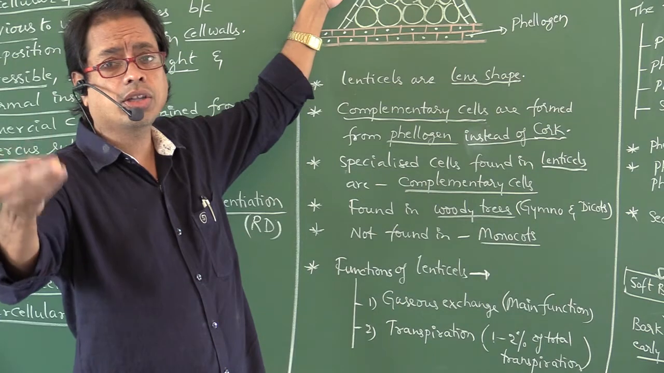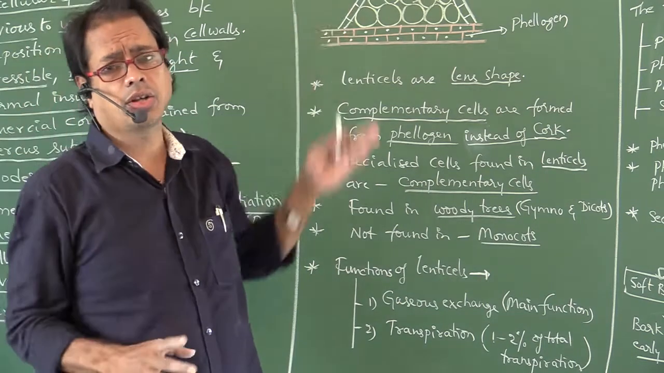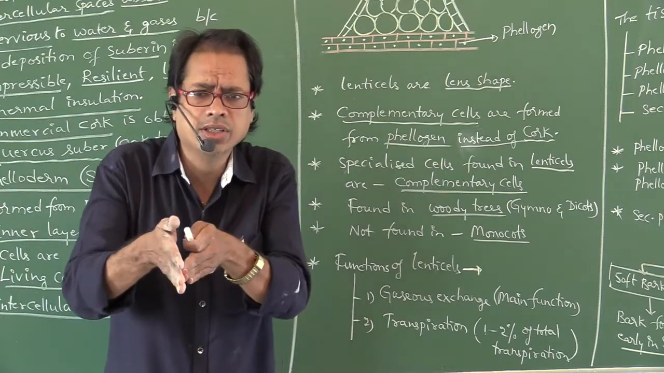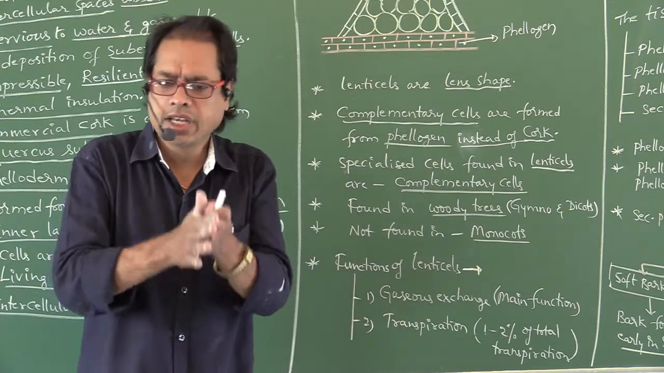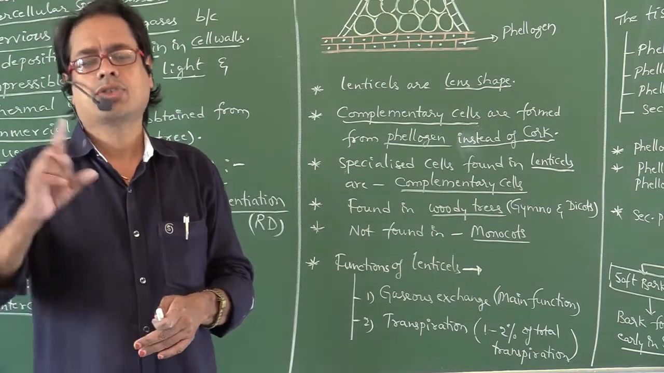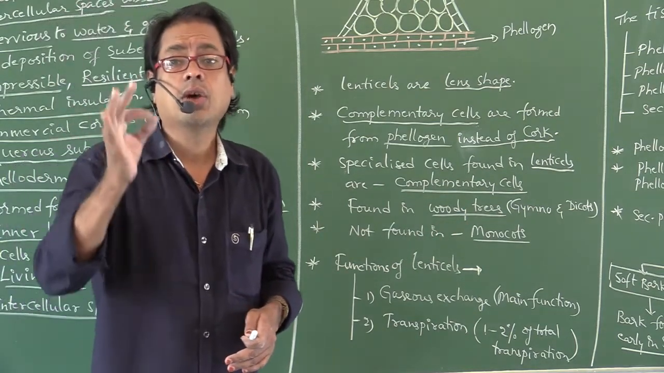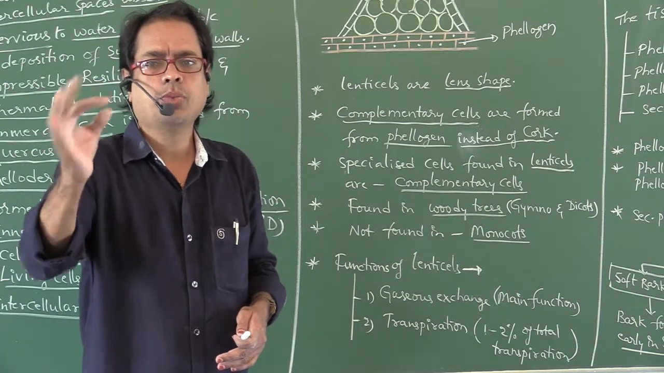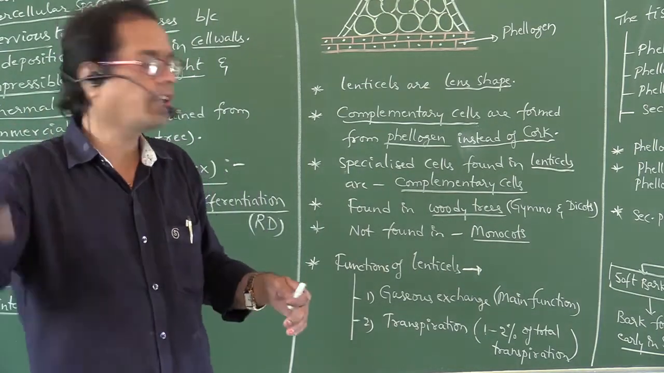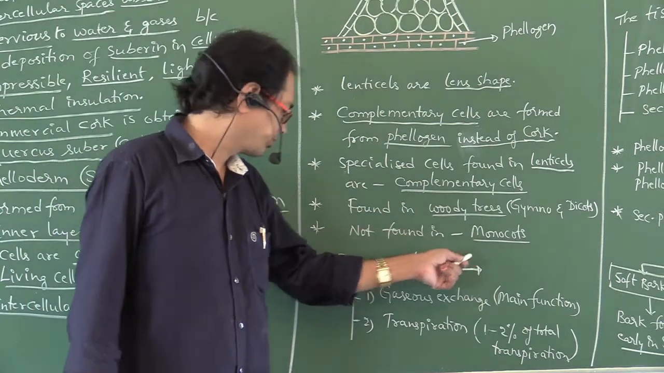Which secondary growth? Extrastellar secondary growth. So when secondary growth occurs, lenticels are formed. When there is no secondary growth, no lenticels are found. So lenticels are found in woody trees, that is gymnosperms and dicots. Lenticels are not found in monocots.